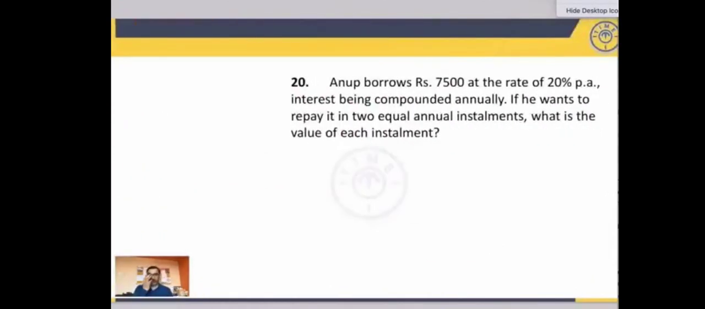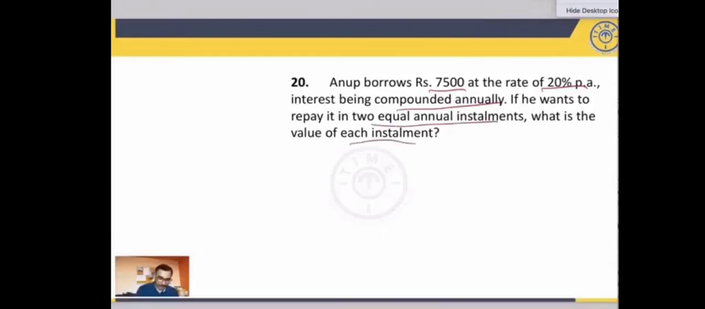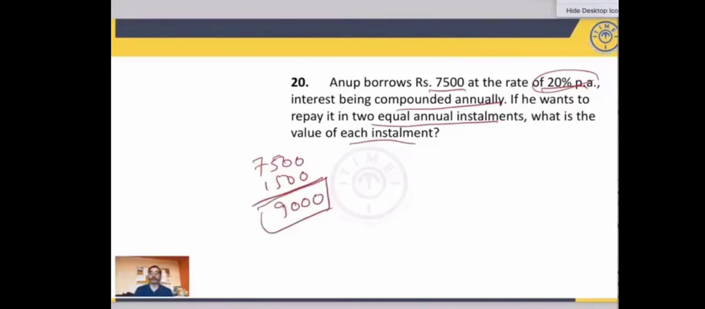In the next question, what he says: Anup borrows 7500 at the rate of 20% per annum, interest being compounded annually. If he wants to repay in 2 equal annual installments, what is the value of each installment? Now let us see here. Anup borrows how much? 7500. At the end of 1 year, he is supposed to pay how much? 20% rate of interest, that is 10% into 2, 10% is 750, into 2 is 1500. So he is supposed to pay 9000.